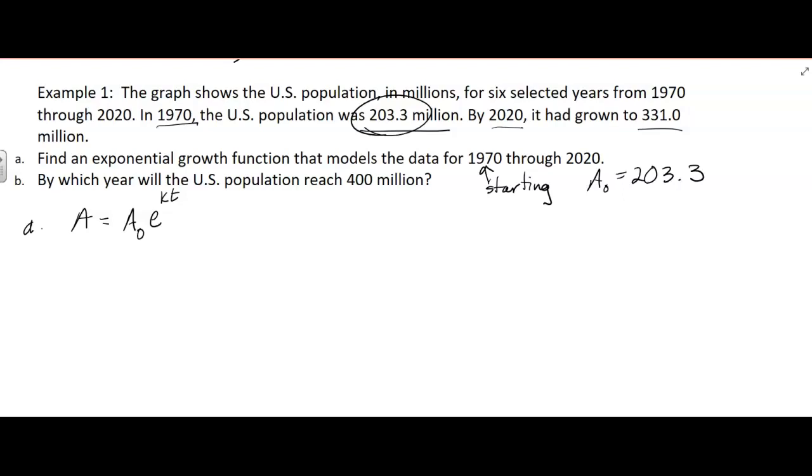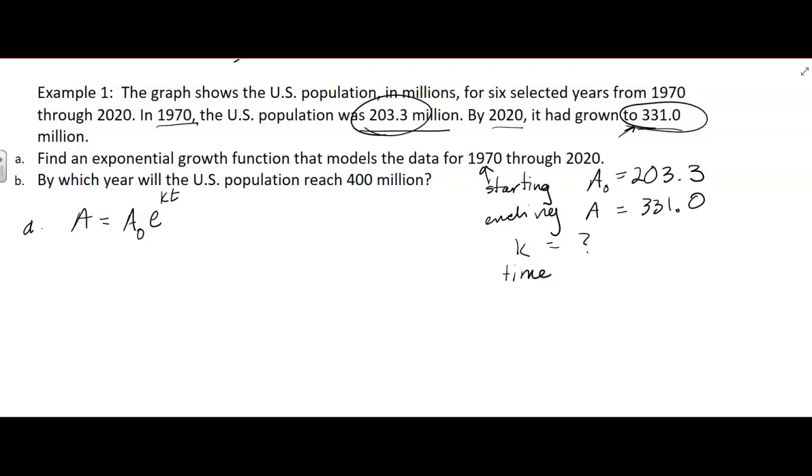What about 2020? 2020 is going to be our ending amount. We're going to stop in 2020 because that's the information we have. So that's going to be our A, and that's going to be 331.0. Now, we don't know k. That's what we're looking for here. We don't know the constant. E, we don't have to worry about that. Time. How much time has passed?